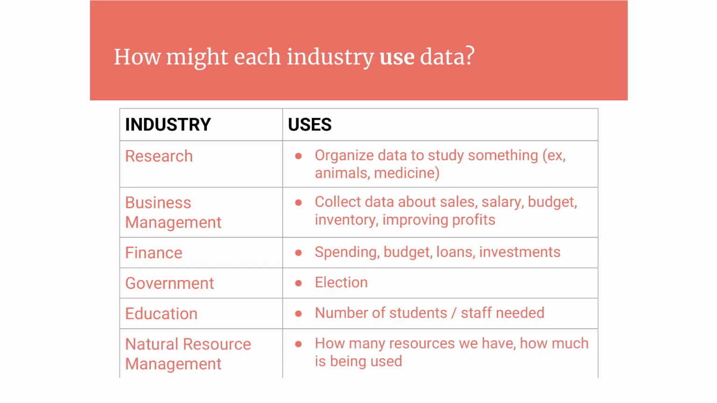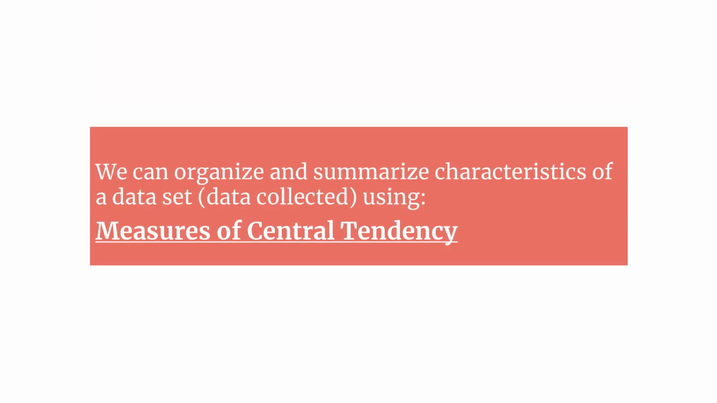And in natural resource management, we look at how many resources we have, how much we're being used, how long it'll be before they run out, that kind of thing. So any place you work, you're going to be working with a lot of data. We can organize and summarize characteristics of a data set by using measures of central tendency. So if you get a whole lot of data and you want to kind of sum it up a little bit, a measure of central tendency kind of helps you to do that.